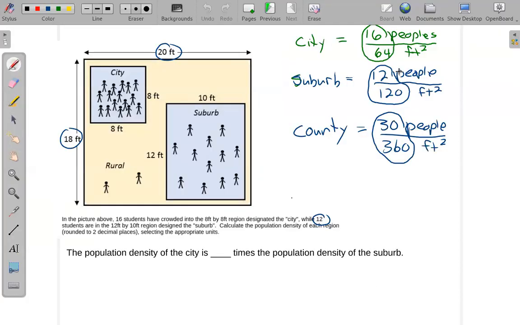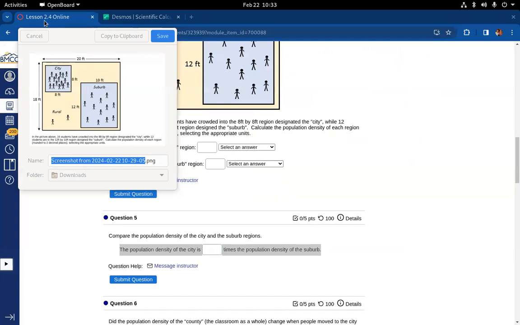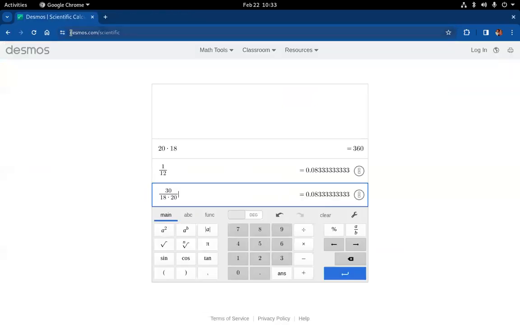Perfect. Okay, so we want to compare the city to the suburb. And so that relationship is pretty much as you see it. So we want to take the calculation for the city and divide it by the suburb. So let's make those calculations and then do this so we can talk about that comparison. So we have 16 out of 64 and 12 out of 120. So I am going to just move some things around here, make sure I get them right.